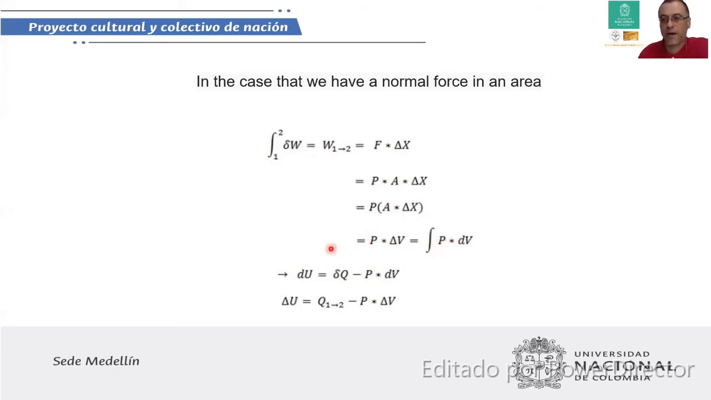We could express the first law of thermodynamics in terms of internal energy, transference of heat, and transference of work. It's another form to present the first law of thermodynamics.